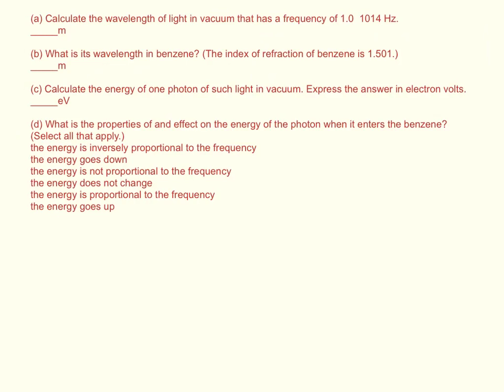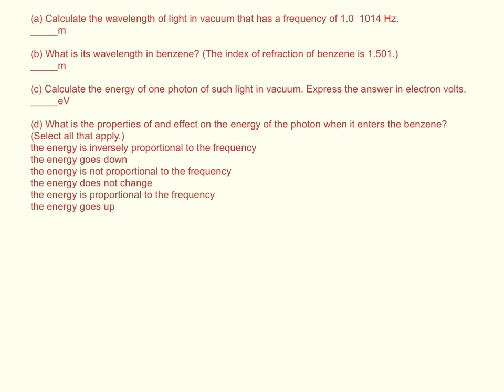Calculate the wavelength of light in vacuum that has a frequency of 1 times 10 to the positive 14th. And what is the wavelength in benzene with an index of refraction of 1.501? Then calculate the energy of 1 photon of such light in vacuum. Express the answer in electron volts. Then D, what is the property of and effect on the energy of the photon when it enters the benzene?